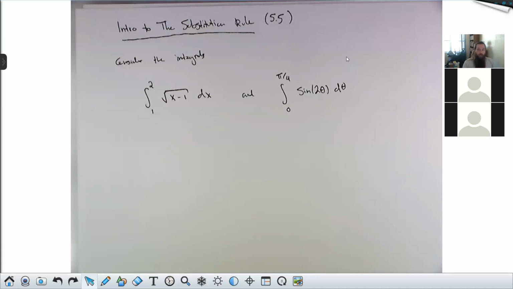In each of these, an antiderivative is not immediately obvious. If you were going to take a regular derivative, they would both require the chain rule, right? There's an inner function and an outer function here, and an inner function and an outer function here. And it's not immediately clear how to find an antiderivative. Certainly neither of these show up in your antiderivative tables.